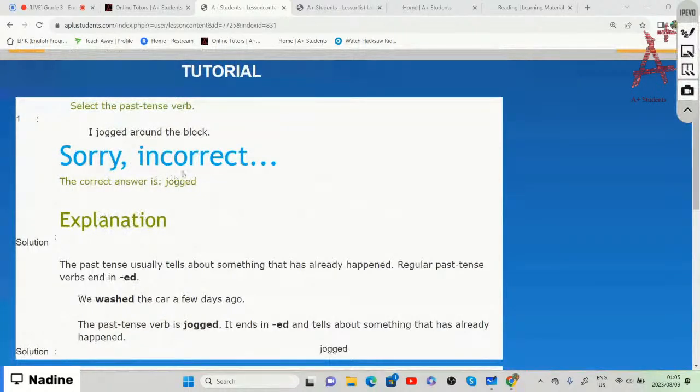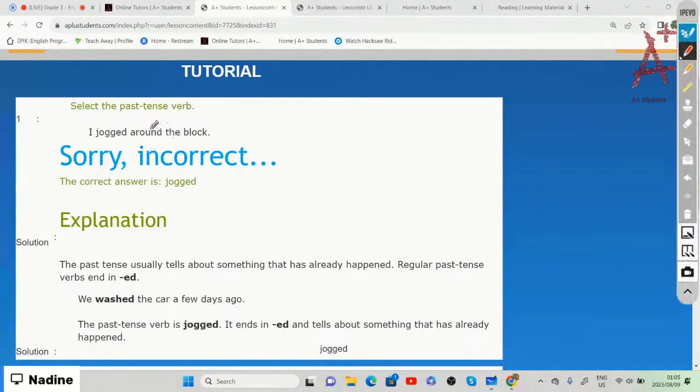I jogged around the block. I jogged around the block, right? If we identify or select the past tense verb within that sentence, right? And then we can say jogged is our past tense verb, right? Jogged. So the past tense verb is jogged, and also we can say that jogged ends in ed, right? And it tells us about something that has already happened.